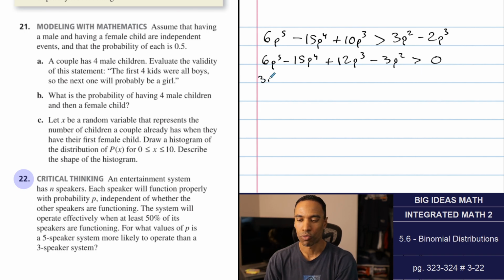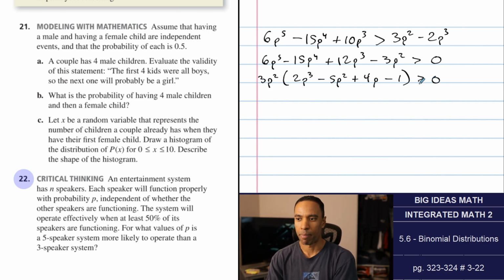I can factor out a 3P squared, and I'm left with 2P cubed minus 5P squared plus, this is my own enrichment, 4P minus 1 is greater than 0. You won't notice, so this is IM2, so you won't know to solve this algebraically, but that's okay.